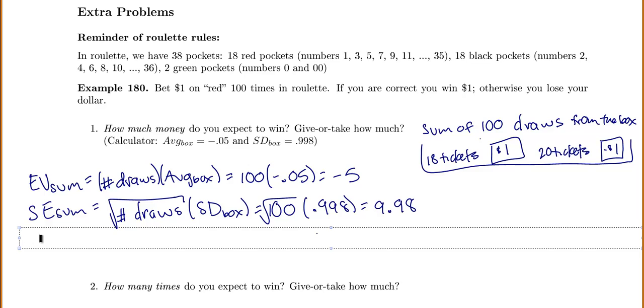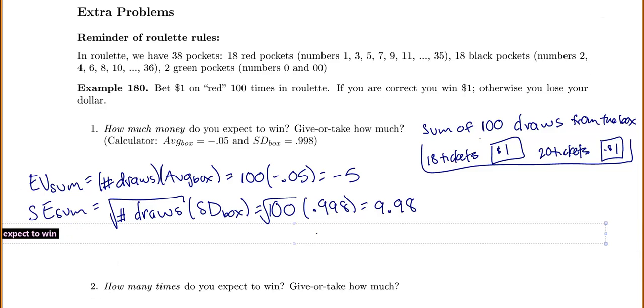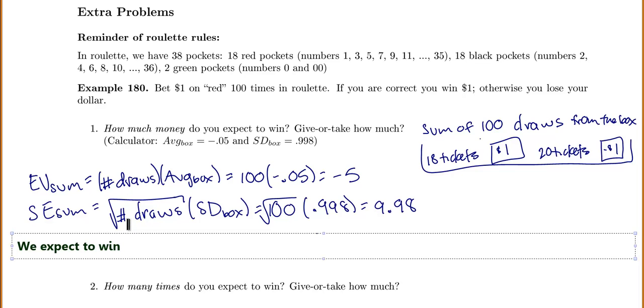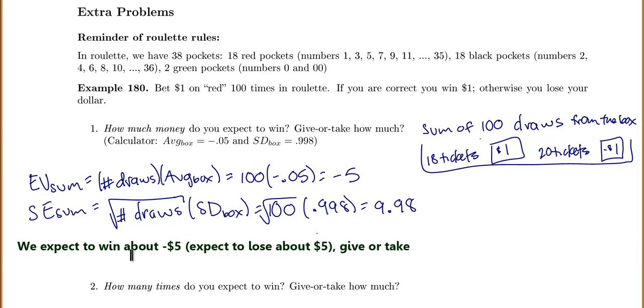So what is our final conclusion? We expect to win about negative $5. So expect to lose about $5. Give or take $9.98.